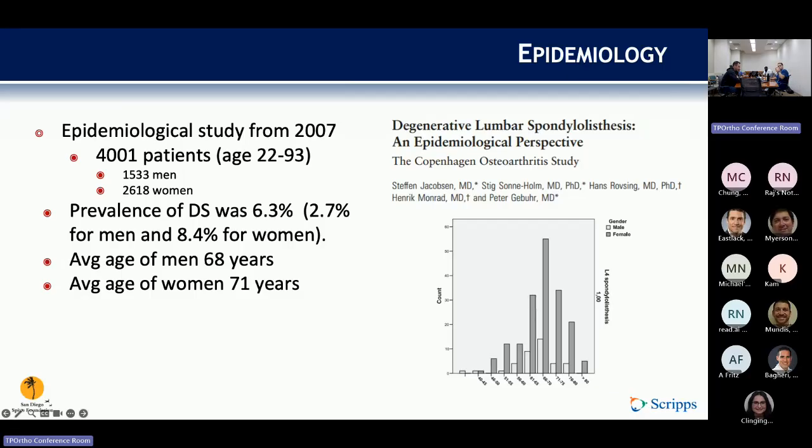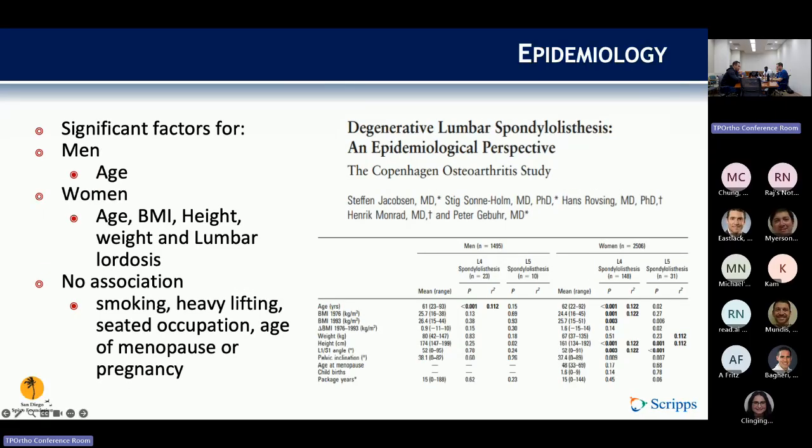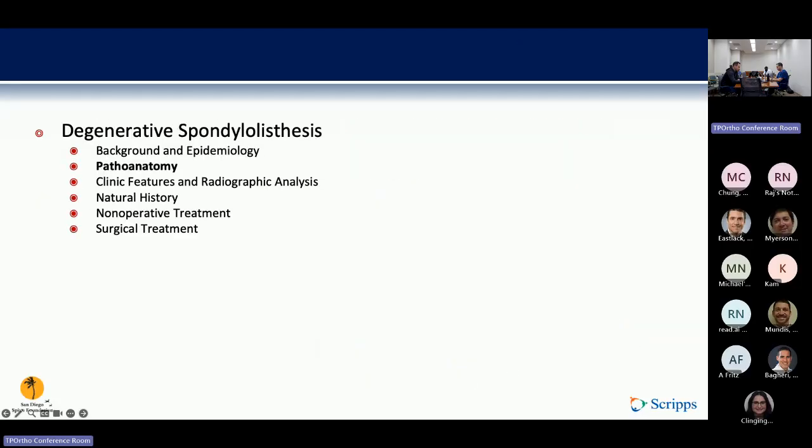Here's a study from 2007, just kind of overviewing the epidemiology. It was about 4,000 patients, 1,500 were men, 2,600 were women. And it showed that the prevalence of degenerative spondylolisthesis was about 6.3%. 8% of those were women and 2% were men. The average age for men was 68 and the average age for women was 71. Notably, significant risk factors to develop this disease for men just included age, but for women, it was age, BMI, height, weight, and increased lumbar lordosis. Notably, there was no association with any smoking or heavy lifting in the history or seated occupation.